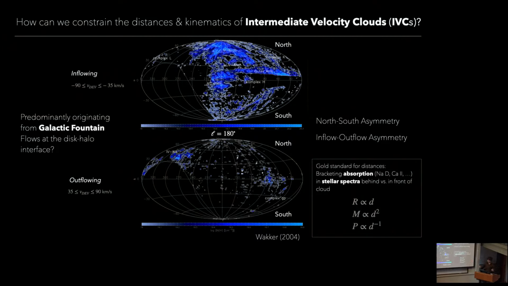So if we want to constrain our physical models of how galactic fountain flows affect our galaxy, how metal enrichment builds up through the disk over time, it's really important to know how far away these things are. And historically, we haven't had that many high-quality stellar spectra to actually pin down IVC distances.